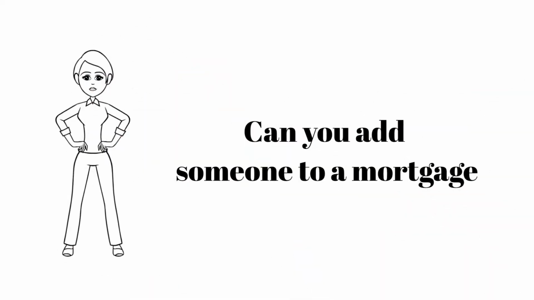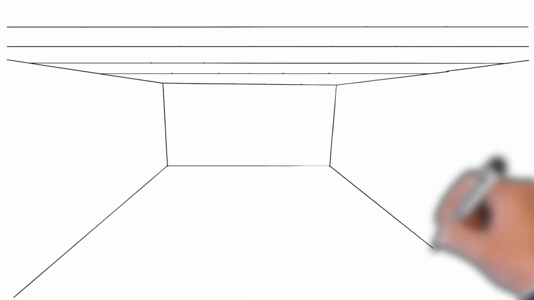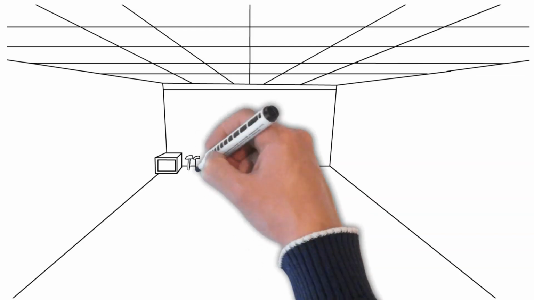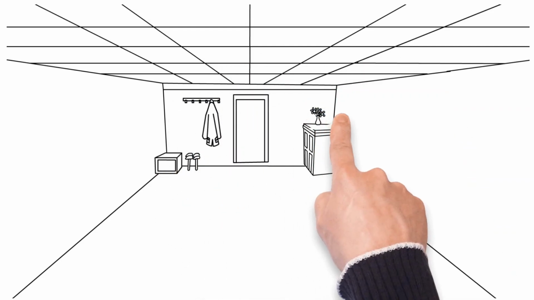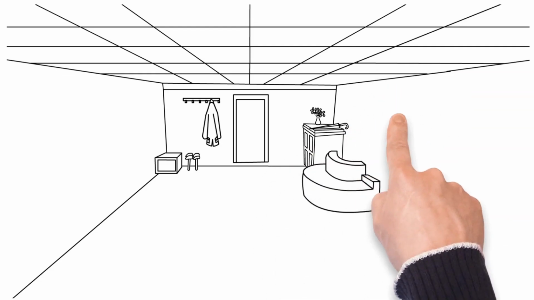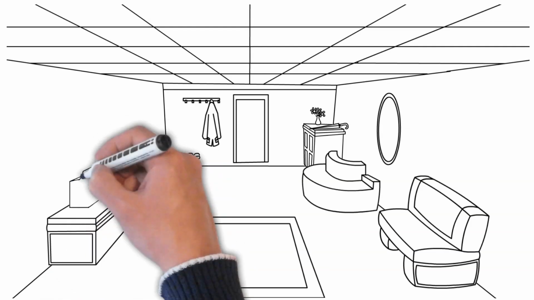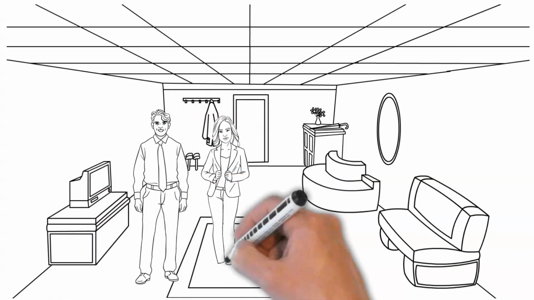Can you add someone to a mortgage? Adding someone to a mortgage is quite a common process. The reasons behind it may vary, but the process is broadly similar. Often, a parent or parents will want to add their child to their mortgage. You could also add your partner. Whatever the reason, there is a process that is involved and a number of steps that must be followed.